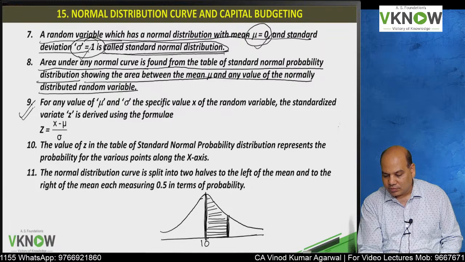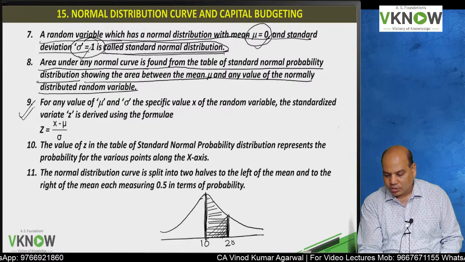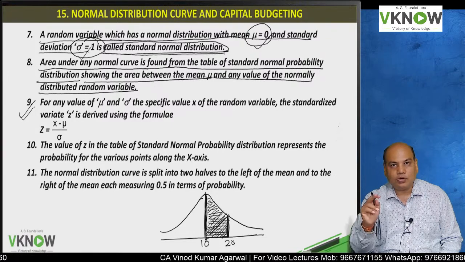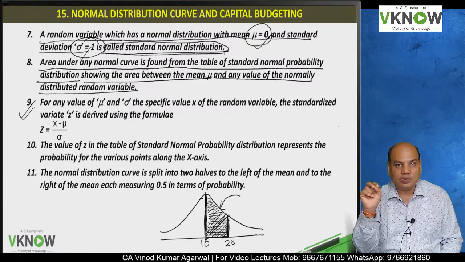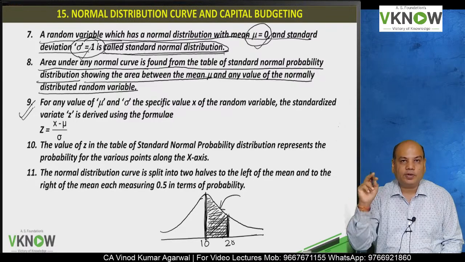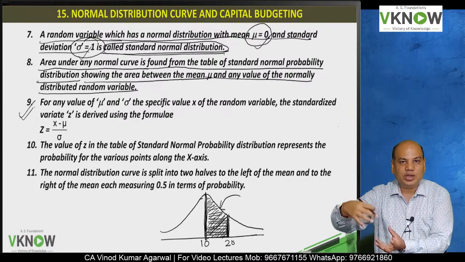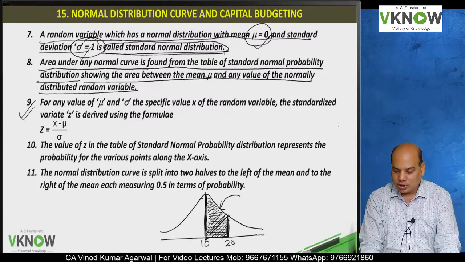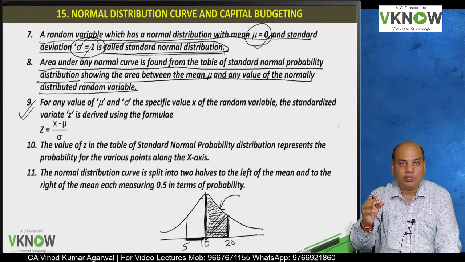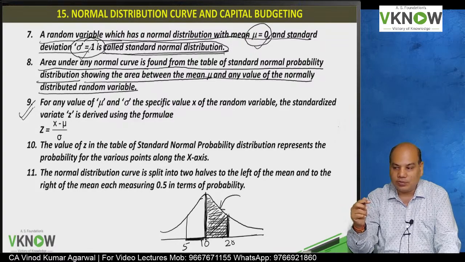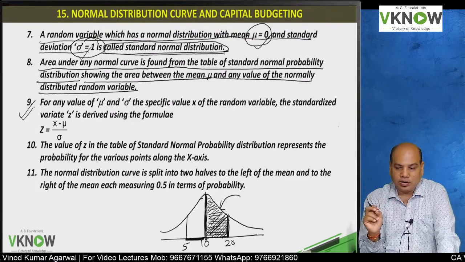Suppose mean is 10 and this is 20. What is the probability that a number will fall between 10 and 20? The normal distribution table will give you the probability of a number falling between mean and a certain number. Similarly, you can find the probability that the number will fall between 5 and 10, where 10 is the mean. You can use the normal table to find that.